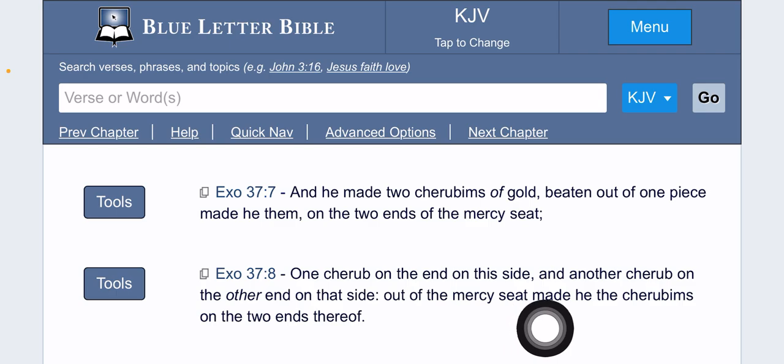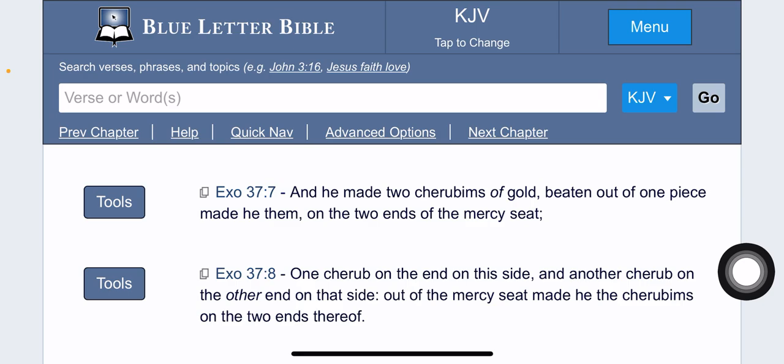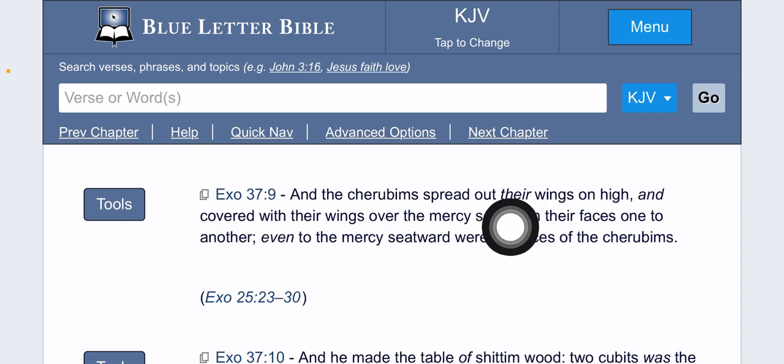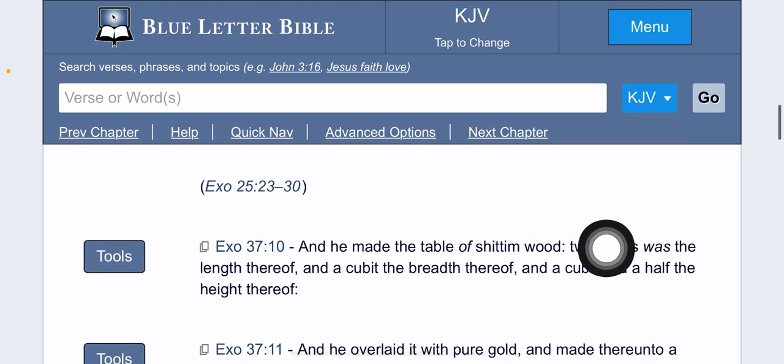Out of the mercy seat made he the cherubims, on the two ends thereof. And the cherubims spread out their wings on high, and covered with their wings over the mercy seat, with their faces one to another, even to the mercy seat ward were the faces of the cherubims. And he made the table of shittim wood, 2 cubits was the length thereof, and 1 cubit the breadth thereof, and 1.5 cubits the height thereof.